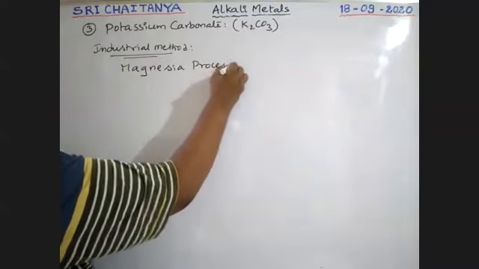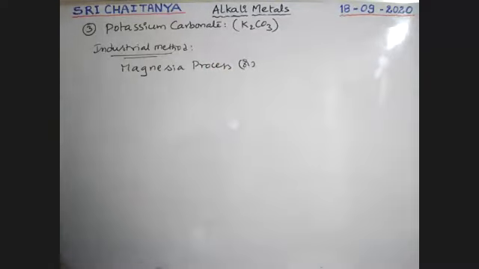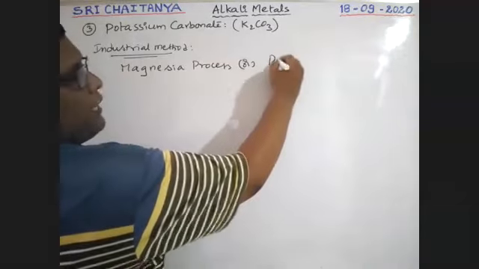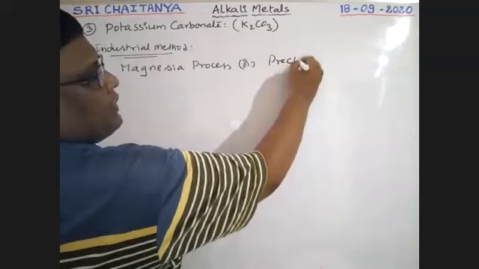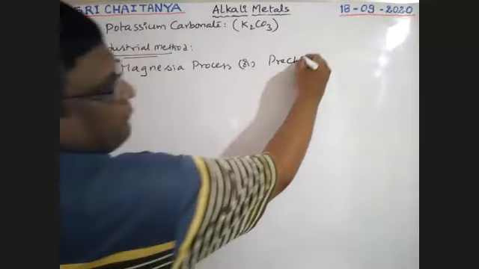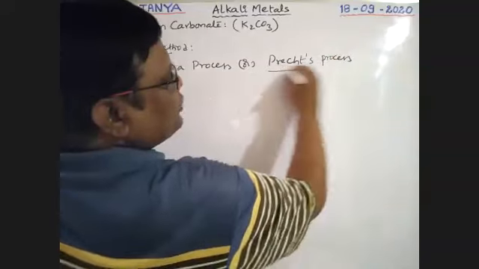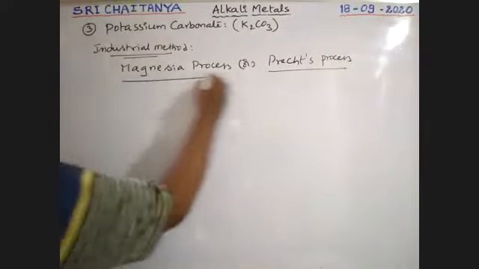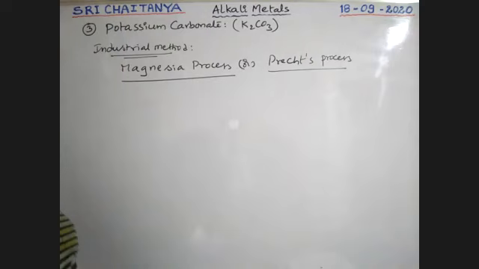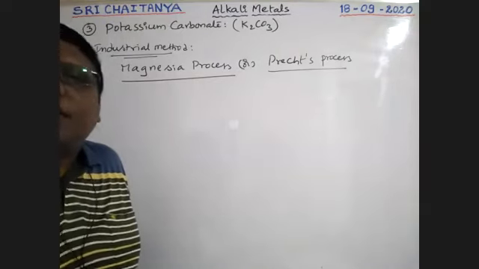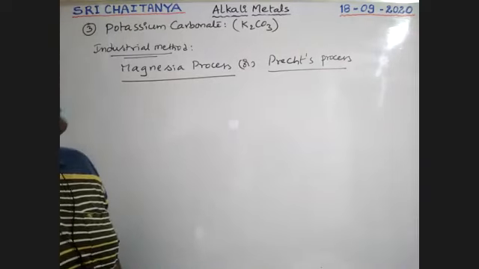The name is the magnesia process, which is also called the patch processing. Precht's process, spelled P-R-E-C-H-T apostrophe S process, is also called the magnesia process. It is the industrial method of preparation of K2CO3.